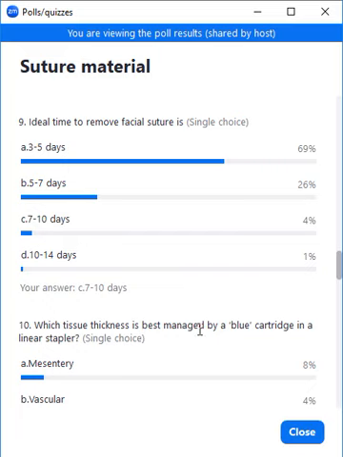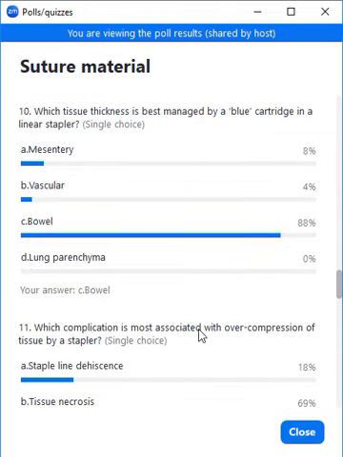Question 10. Which tissue thickness is best managed by a blue cartridge in a linear stapler? Option A, mesentery. B, vascular. C, bowel. D, lung parenchyma. Blue cartridge is used for bowel anastomosis and resection, also stomach. Option C is correct. 88% students gave the correct answer.